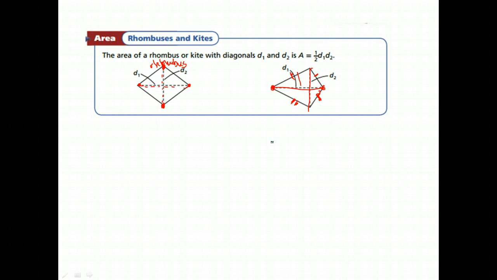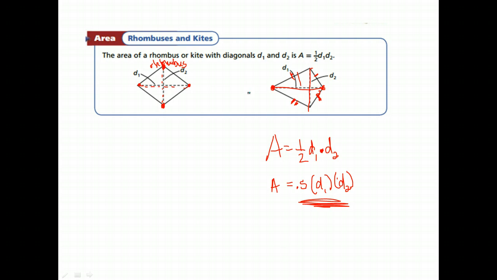For both of them, make sure you write down the formula. The area is 1/2 times diagonal 1 times diagonal 2. So this is all multiplication. Take 1/2 or 0.5 if you prefer, and times each of the diagonals. Okay, so notice trapezoid had some addition in it. Kites and rhombus just have multiplication.